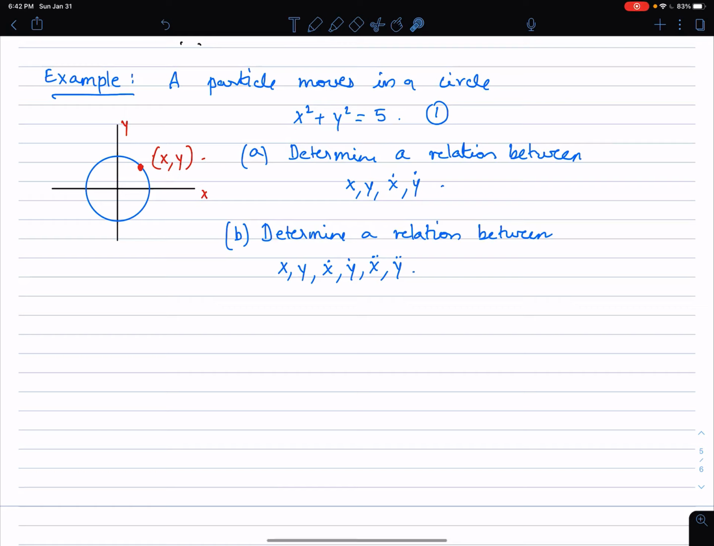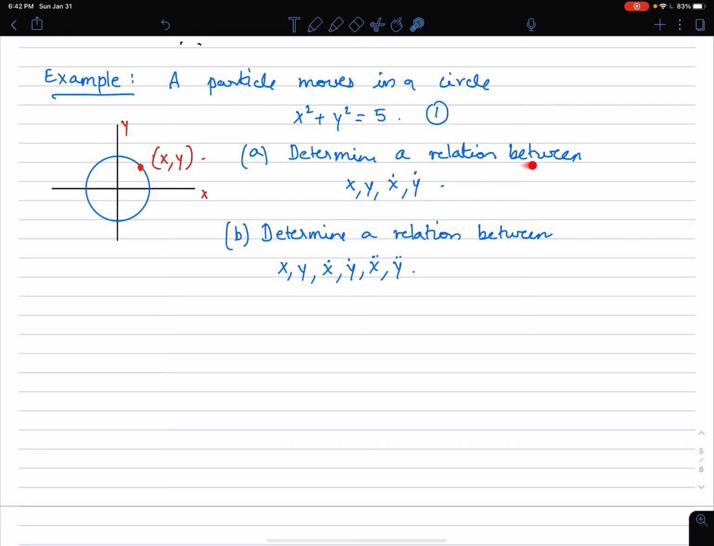Imagine, for instance, that the particle was moving on a straight line of the form x plus y equal to 5 instead of the squares. Then x dot and y dot would be related by, you just differentiate that equation and you get x dot equals minus y dot. But now we have these squares. That's the difference.